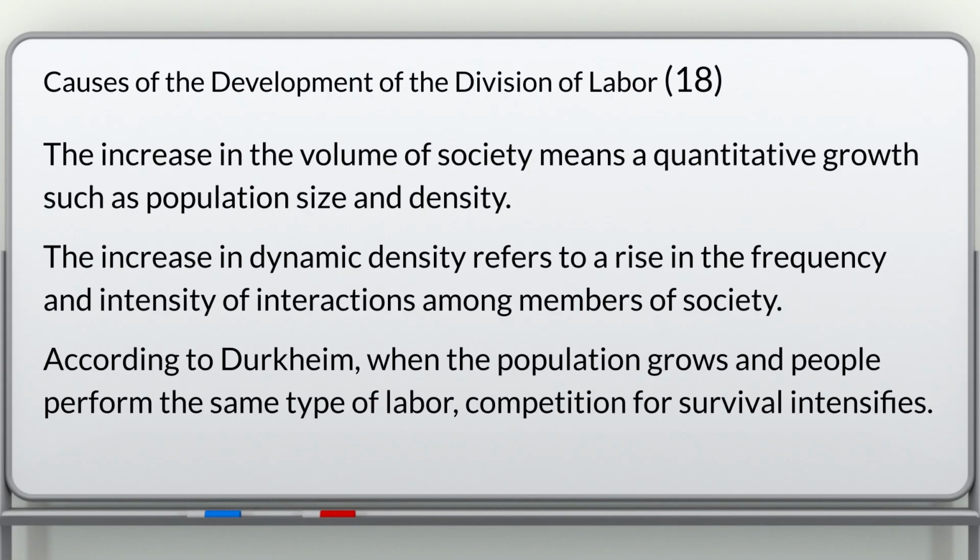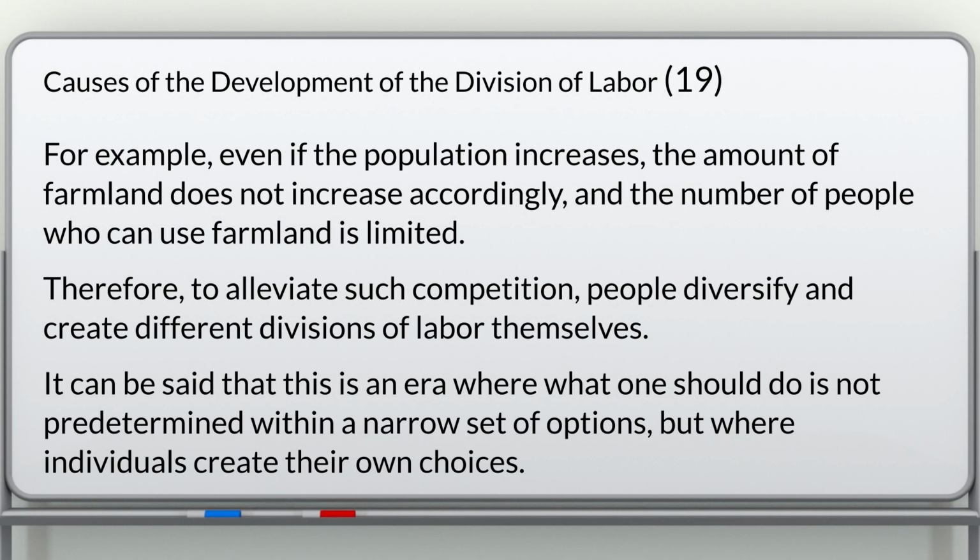According to Durkheim, when the population grows and people perform the same type of labor, competition for survival intensifies. For example, even if the population increases, the amount of farmland does not increase accordingly, and the number of people who can use farmland is limited. Therefore, to alleviate such competition, people diversify and create different divisions of labor themselves. It can be said that this is an era where what one should do is not predetermined within a narrow set of options, but where individuals create their own choices.